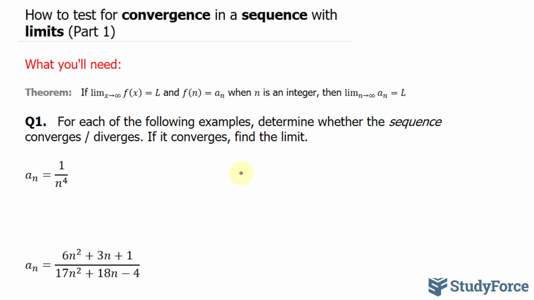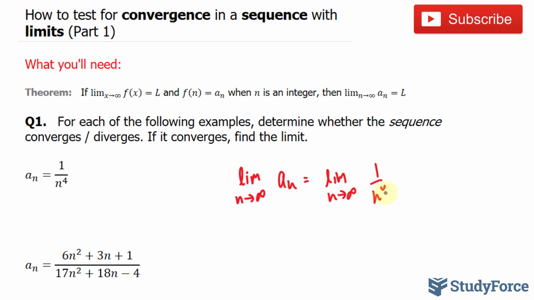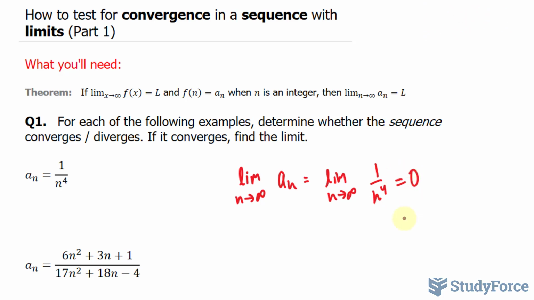What we have is the limit as n approaches infinity for a sub n. Therefore, we're taking the limit as n approaches infinity for 1 over n to the power 4, and pretend that we put a very large number in the denominator. 1 over a very large number eventually becomes 0. Therefore, the sequence a sub n converges to 0.